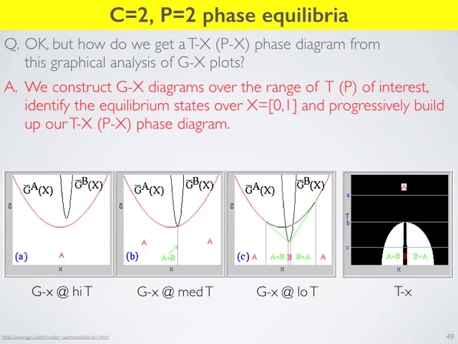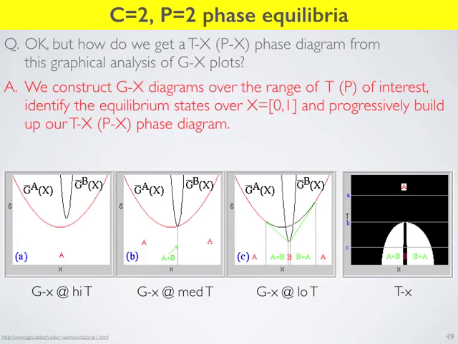Okay, so we adopt the following procedure. We construct Gibbs free energy diagrams, like we showed in the previous slide, over the range of temperature or pressure of interest, identify the equilibrium states using the procedure we just described over the entire composition range, and progressively build up our TX or PX phase diagram. It's almost like doing tomography. You take a particular temperature and analyze it over a complete range of composition. You take a different temperature and analyze the phase behavior over the complete range of composition. So layer by layer, you can build up your phase diagram.